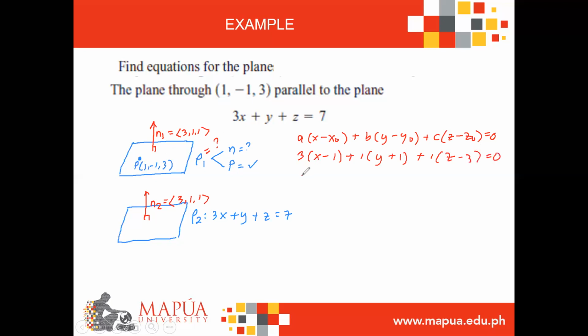So with that, we now have 3x plus y plus z. Then we have negative 3 plus 1 is negative 2 minus 3 is negative 5. So this is now the equation of the plane.